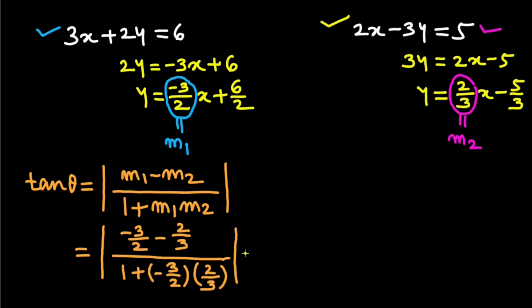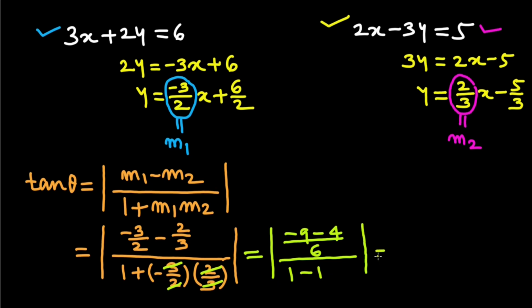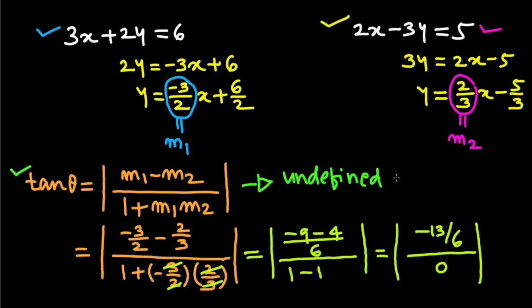2 by 3. This will be mod, 3 threes are 9, minus 9 minus 4 by 2 threes are 6, divided by 1. This 3 cancels, this 2 cancels, and minus 1 into plus 1 will be minus 1. So this will be minus 13 by 6 upon 0. Here tan theta is undefined. Therefore, theta, the acute angle, is 90 degrees or pi by 2 radians.